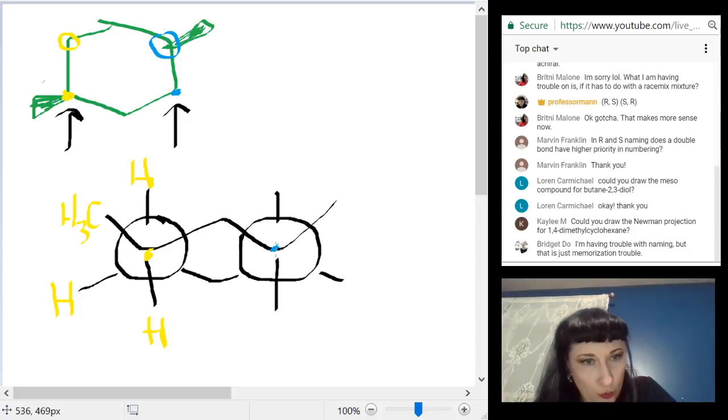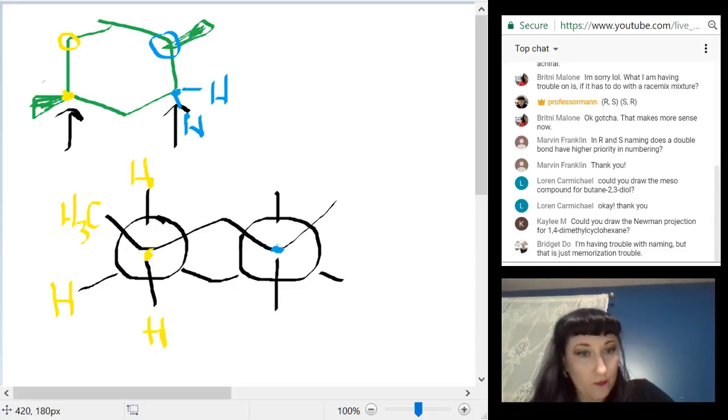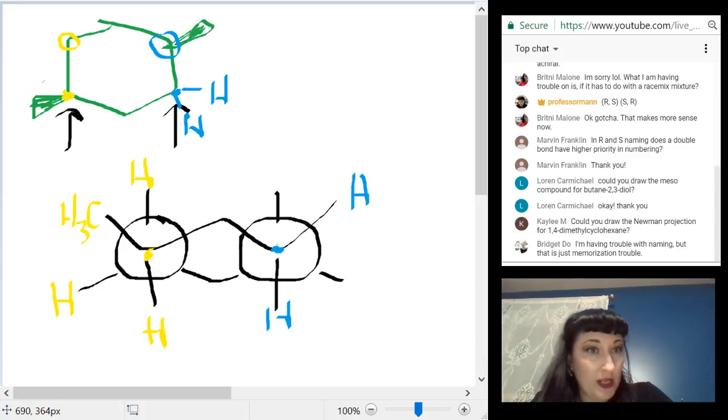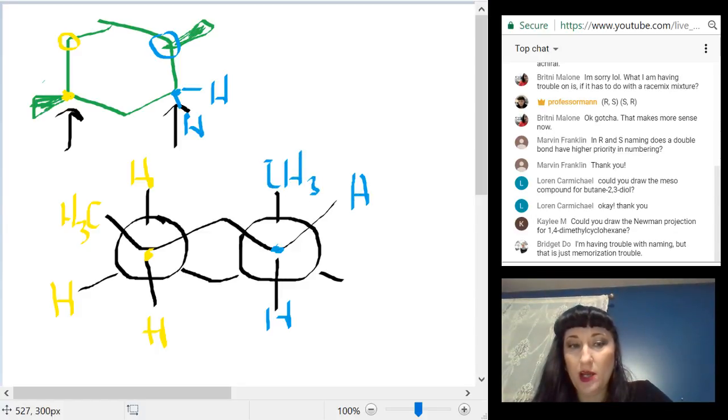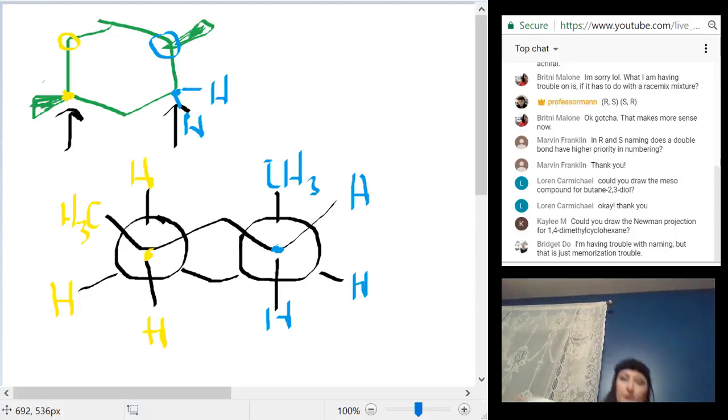So this is our blue one. And that one has two hydrogens on it, right? So I'll draw those. And then the one behind it has a CH3 group pointing up, so I'll put it on the bond that's pointing up. The one that's pointing down will get a hydrogen on it. Does that make sense, Kaylee?